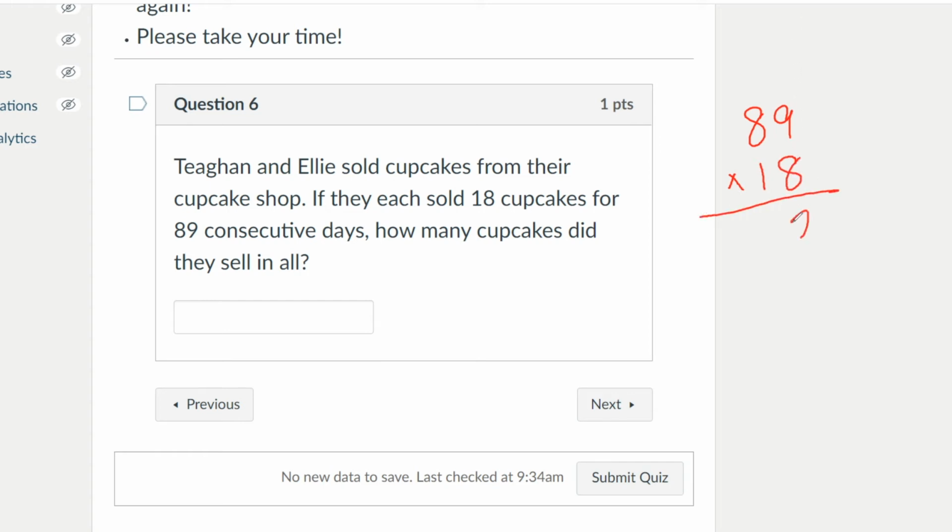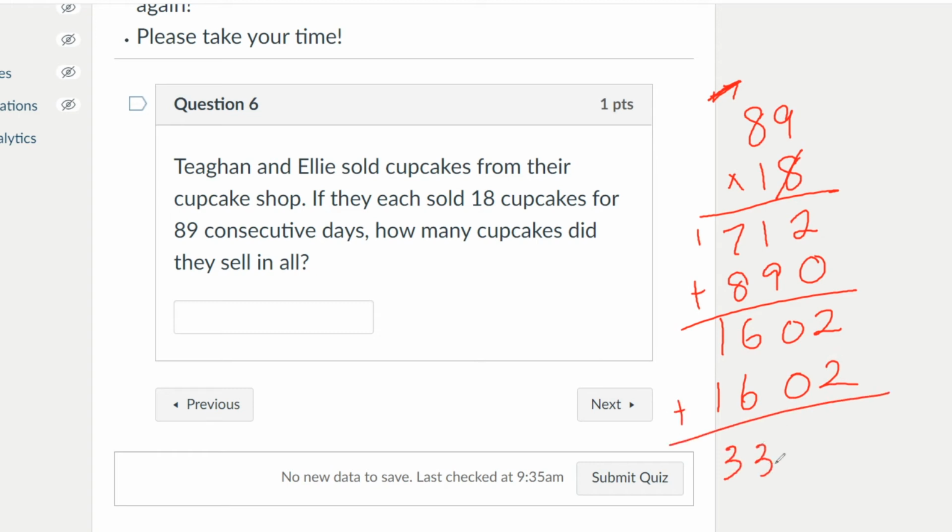8 times 9 is 72. Regroup the 7. 8 times 8 is 64. Plus 7 is going to be 71. Cross that out. 1 times 9. 1 times 8. Add it. We have 1,602. This is just Tegan. Ellie sold the exact same amount, so we're going to double that. So we have 32. Where's my eraser? We have 32,004. So they sold a total of 32,004 cupcakes for number 6.